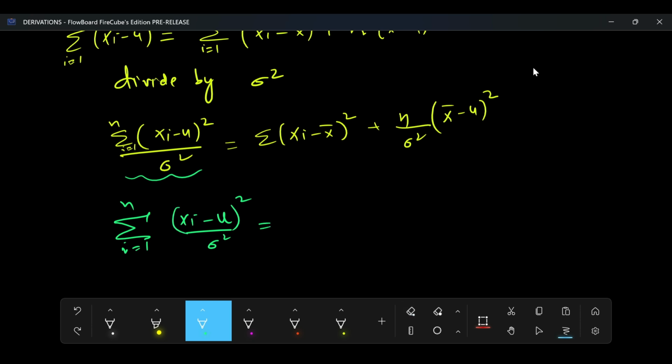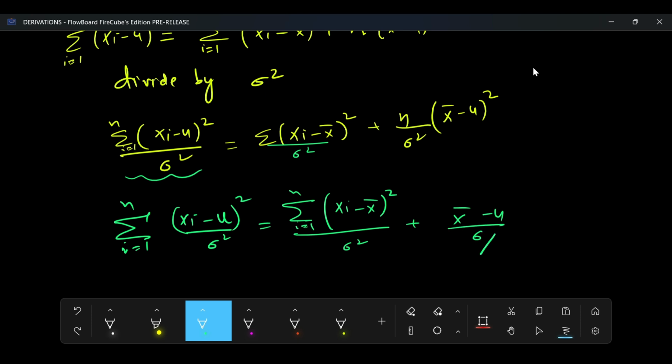This is equal to, and this is sigma square. This is equal to summation i equals 1 to n of (xi minus x bar) whole square upon sigma square, plus (x bar minus mu) upon (sigma divided by under root n) whole square. I can write this because this is (x bar minus mu) whole square upon sigma square divided by n. So this is equivalent to this.